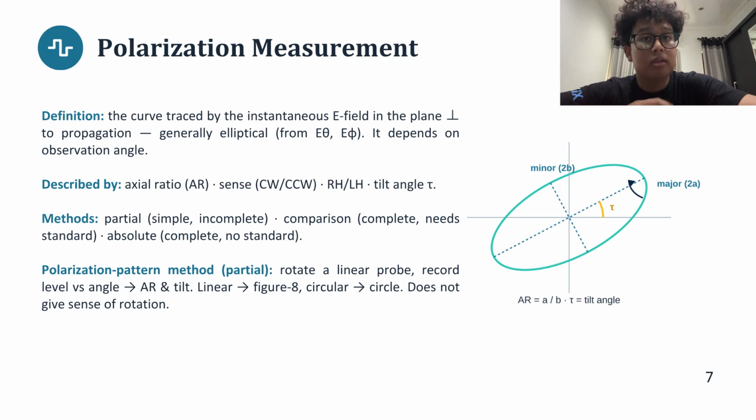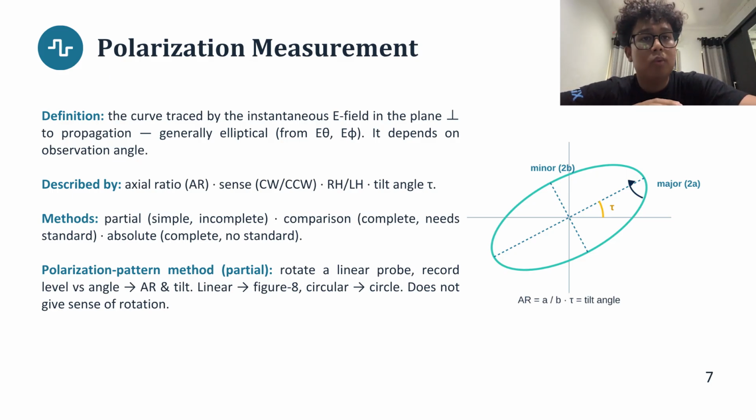Next, polarization. Polarization is the path traced by the electric field as it moves, seen in the plane facing the wave. It's usually elliptical, built from the theta and phi components, and it changes depending on the viewing angle. We describe it with four things: the axial ratio, the sense of rotation, whether it's right or left-handed, and the tilt angle tau. There are three families of methods: partial, comparison, and absolute.